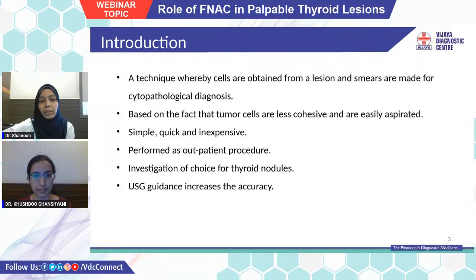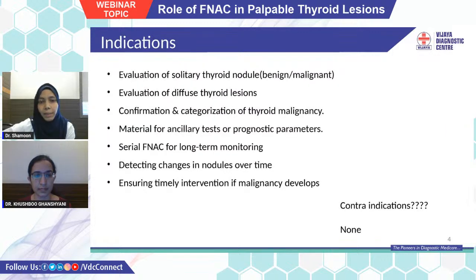Coming to the introduction, what is FNAC? It is a technique whereby the cells are obtained from a lesion and smears are made for cytopathological diagnosis. This is done based on the fact that tumor cells are less cohesive and are easily aspirated. It is a simple, quick, and inexpensive technique. It is performed as an outpatient procedure, and the investigation of choice for thyroid nodules is FNA. USG guidance increases the accuracy of diagnosis in thyroid FNACs.